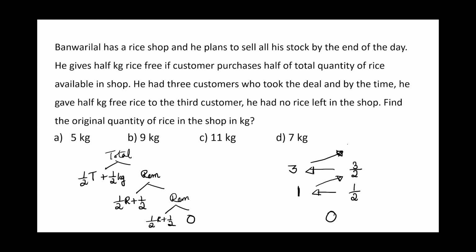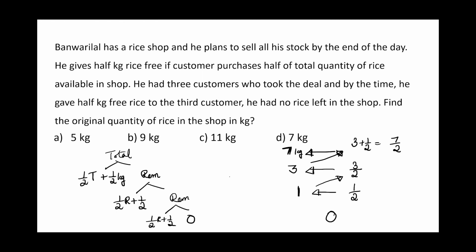So let's go back to the first customer. What if he had not taken that half? So 3 plus half, which is 3.5 or 7 by 2. What if the first customer had not taken his half? We would have had 7 kg. So with this method, easily we were able to get our answer.